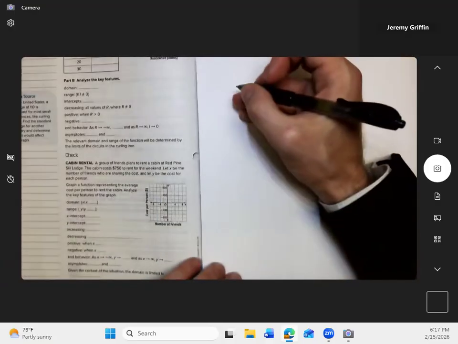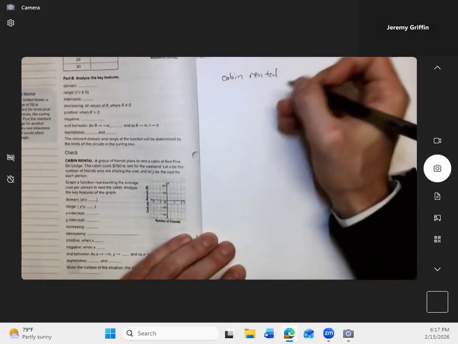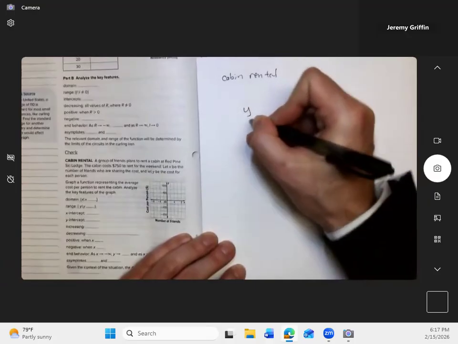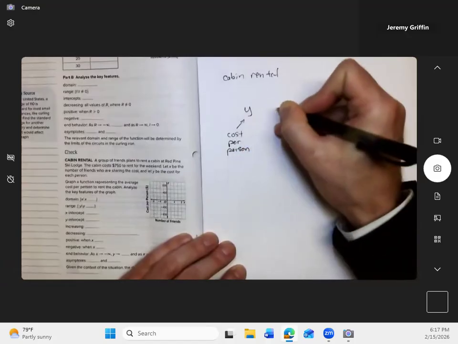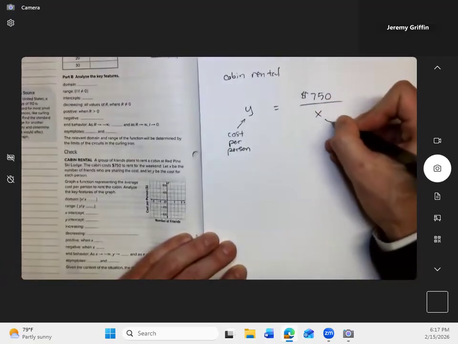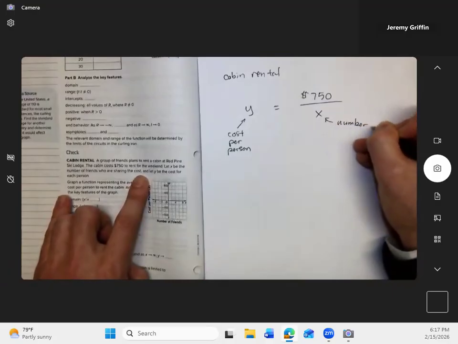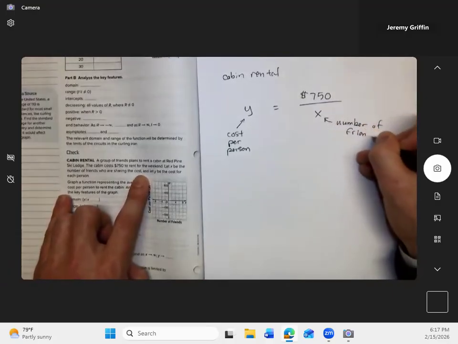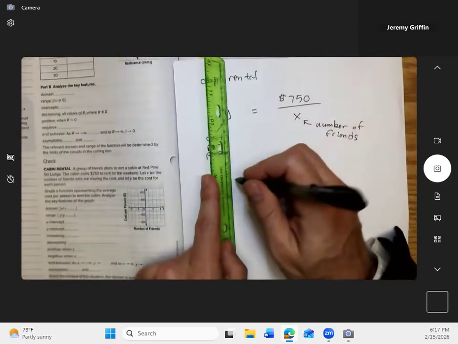Let X be the number of friends sharing the cost and Y be the cost per person. That's exactly where you're going with this. So call this cabin rental. Y, which is cost per person, is going to be $750 divided by X, where X is the number of friends sharing the cabin.